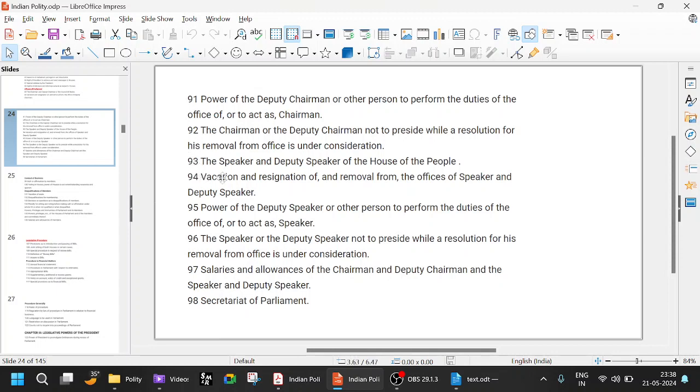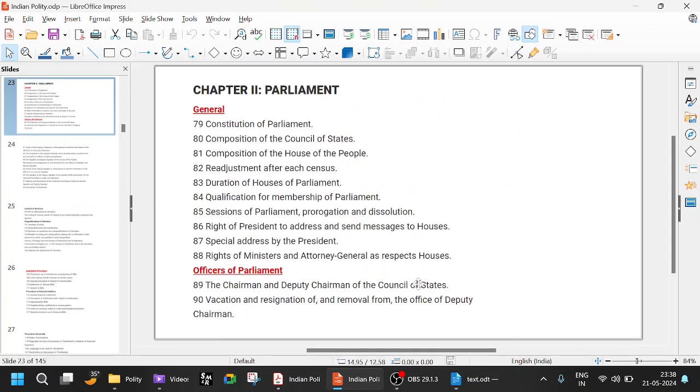Article 93 talks about the Speaker and Deputy Speaker of the House of the People. And the Chairman and Deputy Chairman of the Council of States, that is the Rajya Sabha, is 89. When we are talking about Parliament, it starts from 79. 79 is Constitution of Parliament, 80 is composition of the Council of States, so basically this is about Rajya Sabha. Composition of the House of the People, that is Lok Sabha, is 81. So 80 and 81 are also very important.